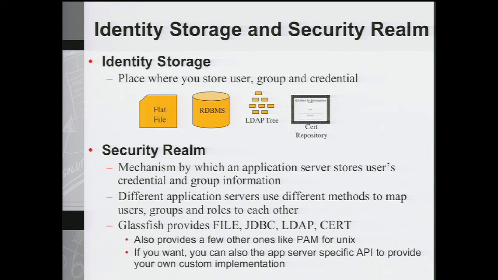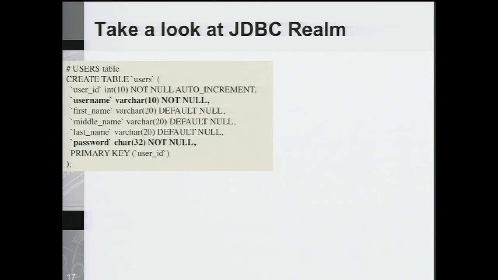Glassfish application server, which is what we like to use, I'm going to talk about that specifically over here, provides 4 major realms. It offers file, JDBC, LDAP, and cert. In fact, it also offers PAM for Unix, and it also offers custom. So if you want to do your own authentication and identity storage, you can do that. So let's take a look at the JDBC realm.